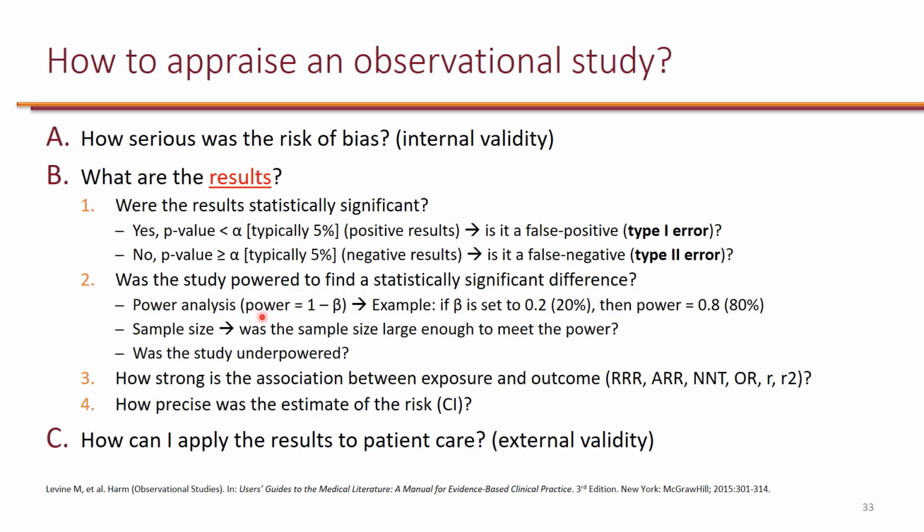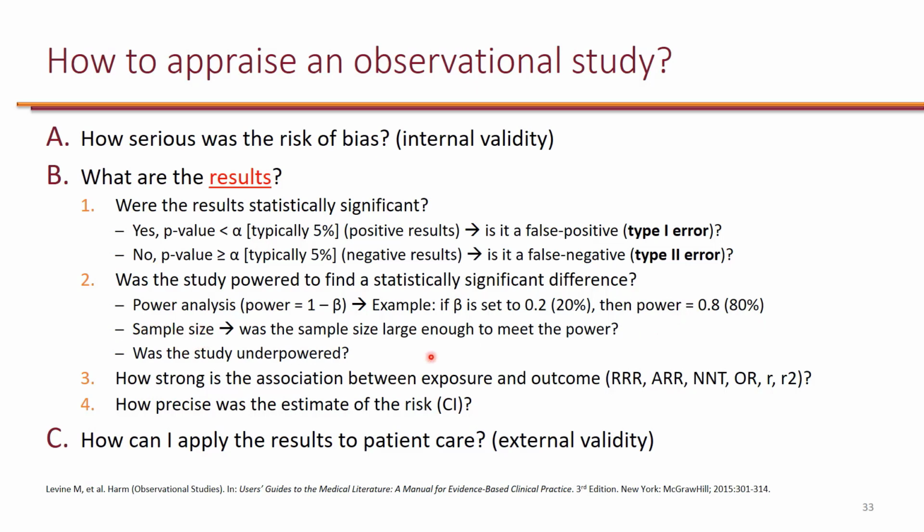The equation for power is power equals 1 minus beta. So for example, if we set beta to 20%, then the power would be 100% minus 20%, which is 80%. And then we use the power to calculate how many patients we need in the study. So we do sample size calculation.